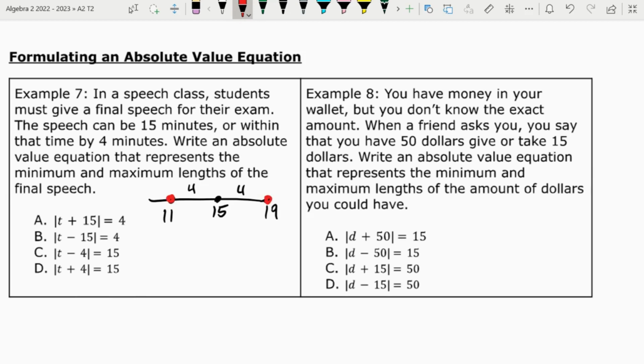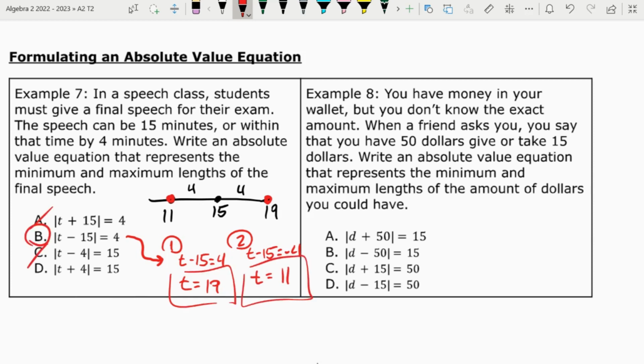You do have to try out every single one. If you try out answer choice B, you will get two scenarios. Either t minus 15 is equal to 4, in which case t is equal to 19, or scenario 2, where t minus 15 equals -4, in which case t would be equal to 11, which is exactly what we want. Okay, you do have to try out every single one though.